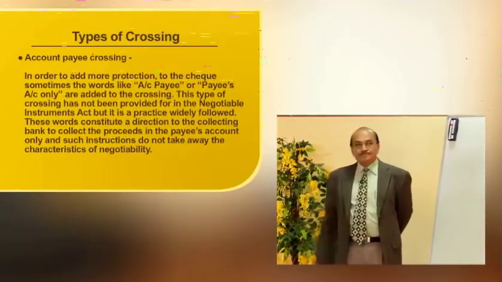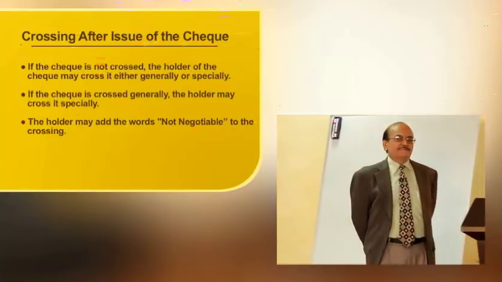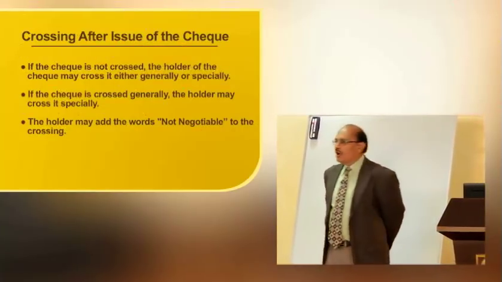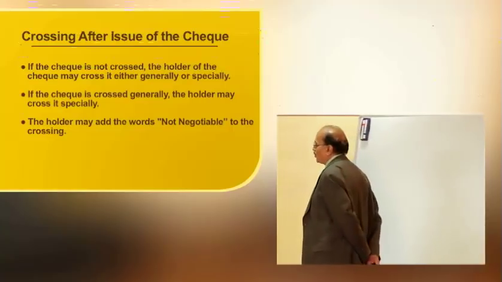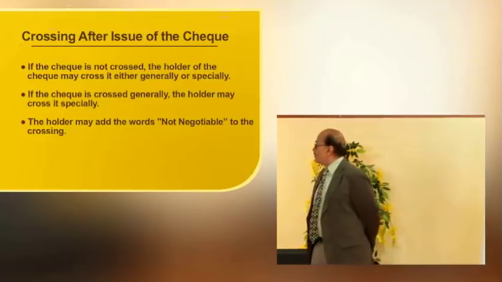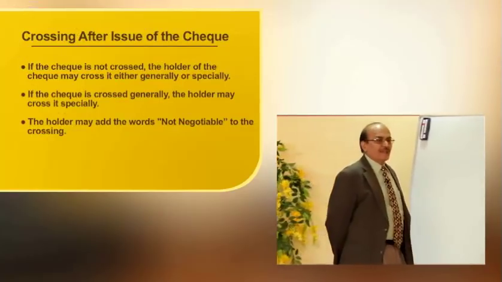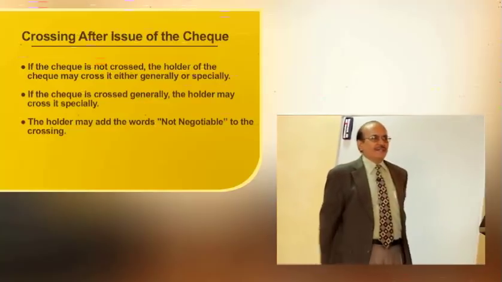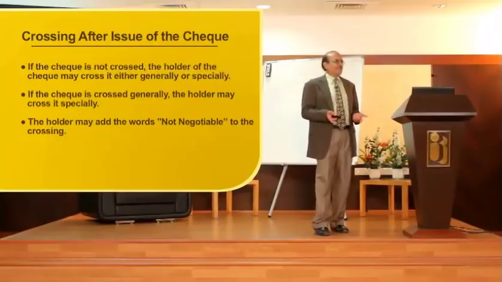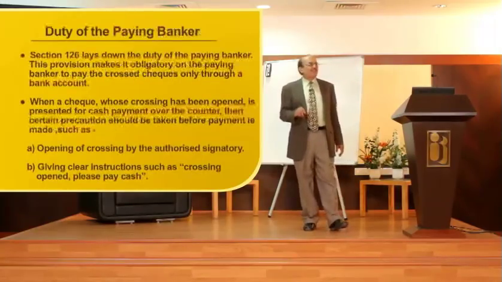Now let us have a look at one more point: whether a check can be crossed after it is issued. If the check is not crossed, the holder of the check may cross it either generally or specially. If the check is crossed generally, the holder may cross it specially also. The holder may add the words "not negotiable" to the crossing.